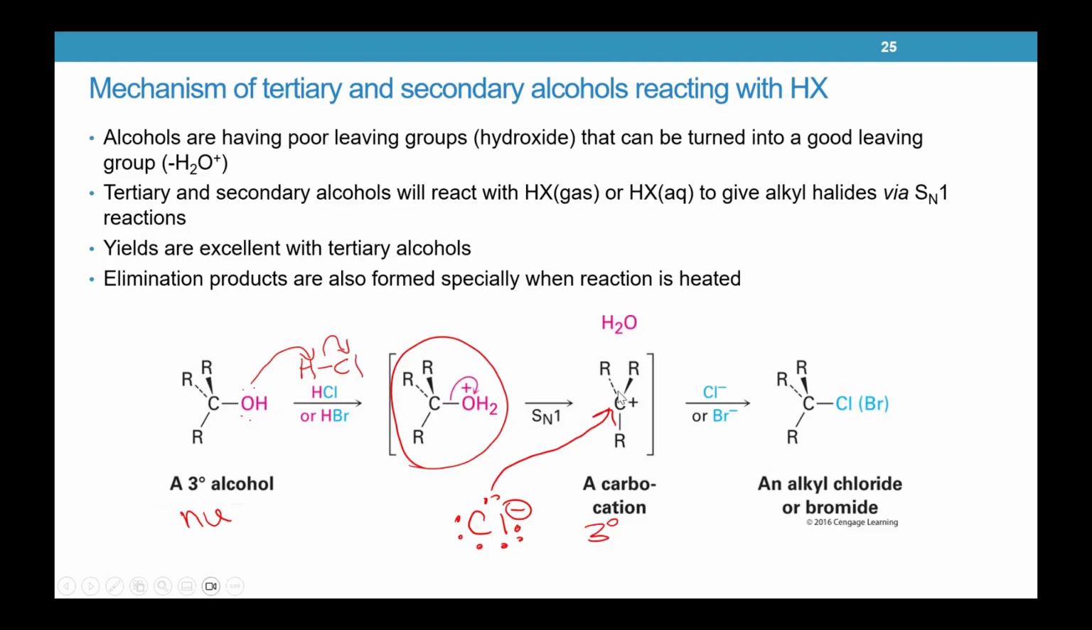The primary carbocations are not stable, so this is not a way to get a primary alkyl halide, but to get a tertiary or a secondary alkyl halide if we use the right alcohol. Now, these reactions are in competition with the elimination, but we will talk about that in just a minute.